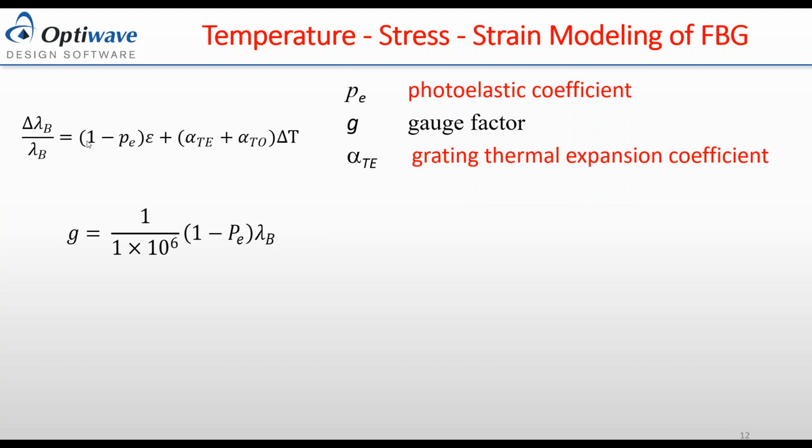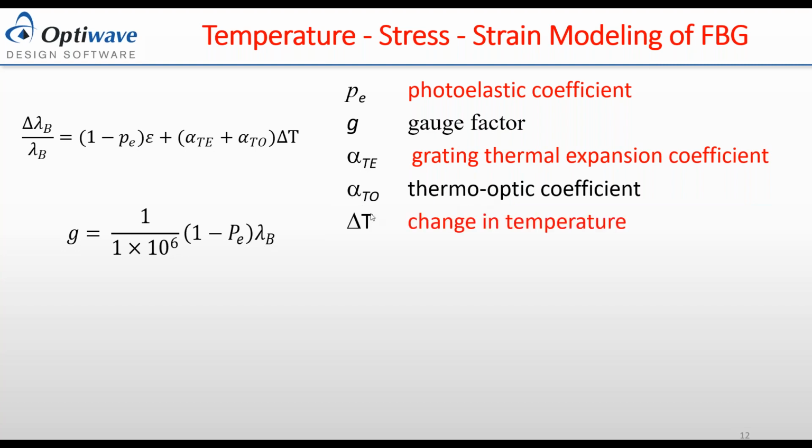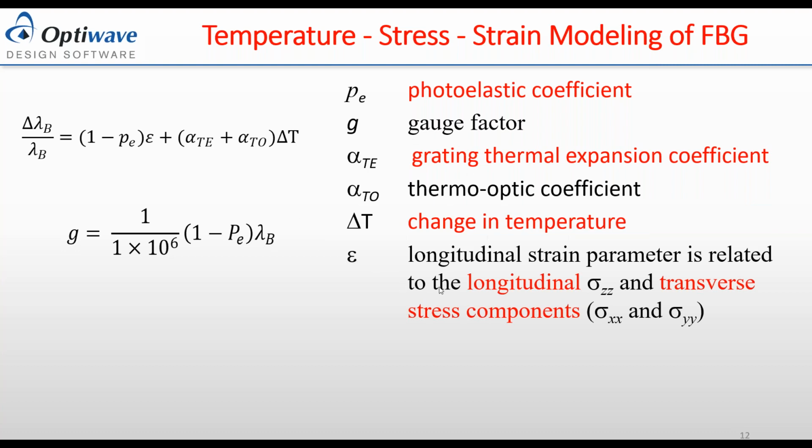And then in this equation here, the alpha is the grating thermal expansion coefficient, which is given usually for the grating, the thermo-optic coefficient, which is alpha TO, and delta T is the change in temperature. With that and the epsilon, which is the longitudinal strain parameter, all these parameters, which is stress, strain, temperature variation, can cause a shift in the grating center wavelength, which will be calculated and given for certain conditions.